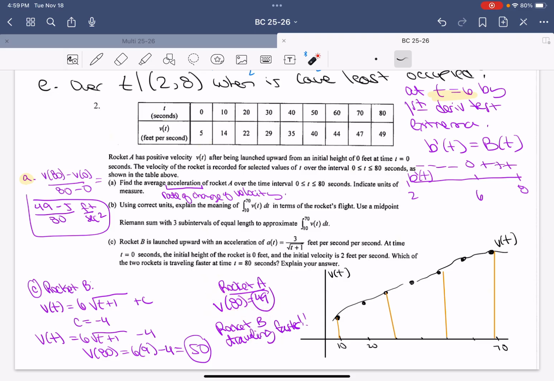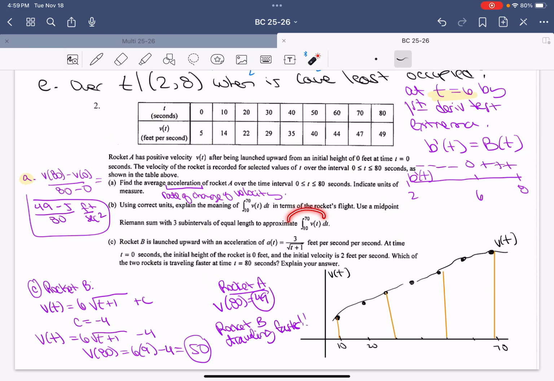And then here, let's do part B. So this is actually really neat. This is strictly a reading question. It says, use a midpoint Riemann sum. We never did any math with midpoint Riemann sums, but I do think you understand what a midpoint Riemann sum means verbally.